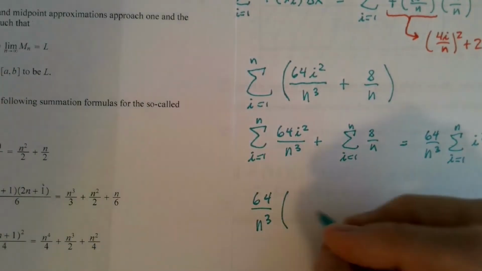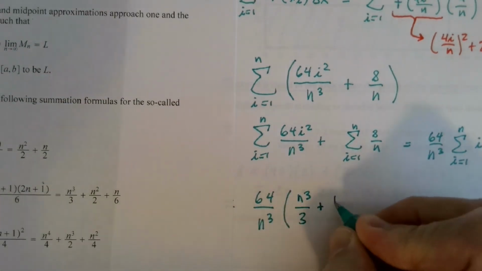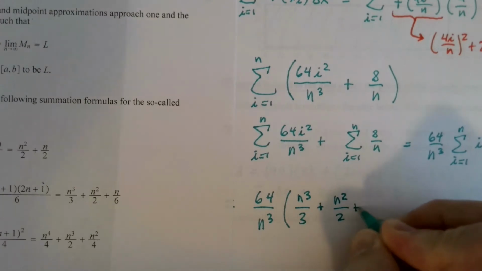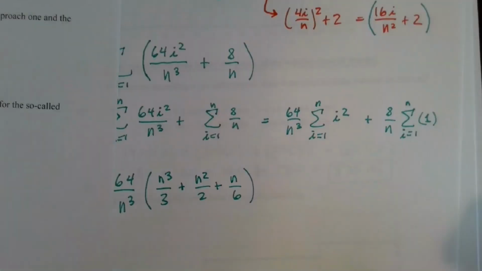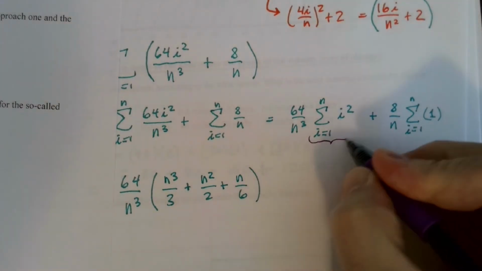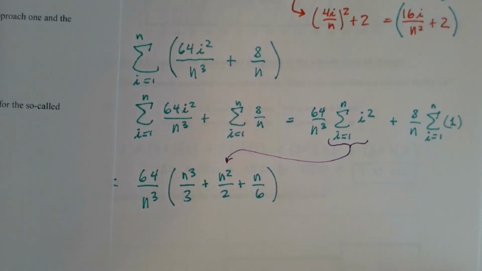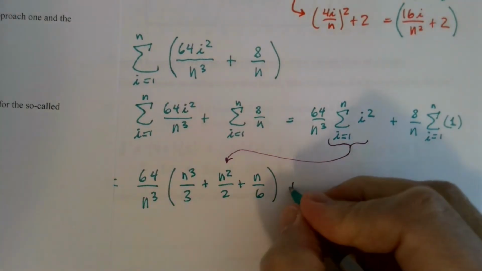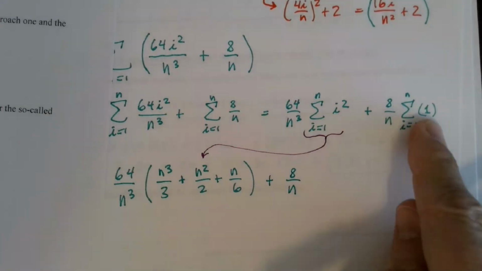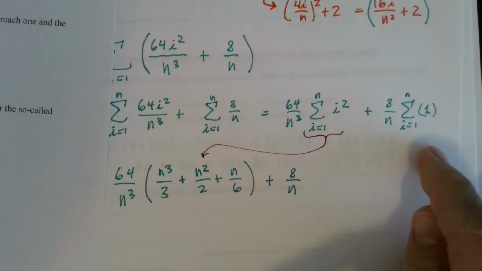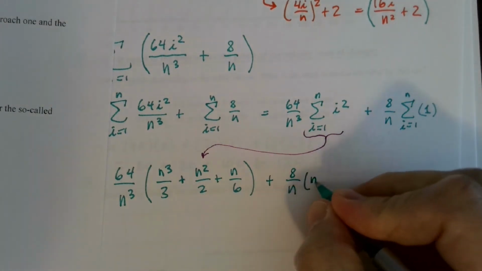And so I get n cubed over 3 plus n squared over 2 plus n over 6. So that's basically what has happened to this part right here, it has become all that. Plus 8 over n times what? Well, what is the sum i equals 1 to n of 1? Well, that's 1 plus itself n times. That's just n times 1, or n.